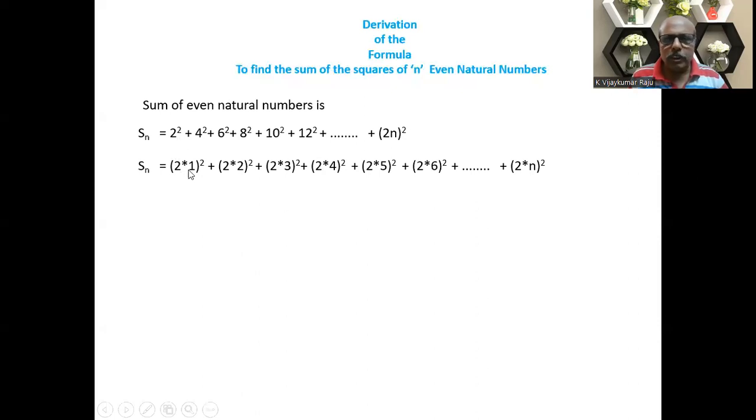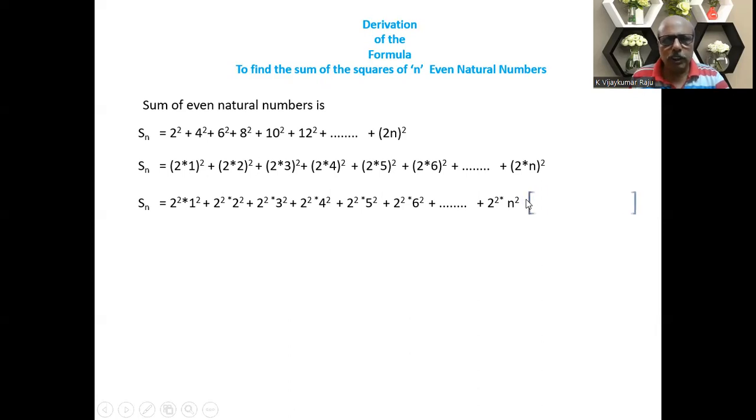2 can be written as 2 ones are 2, raised to 2. 4 can be written as 2 twos are 4, raised to 2. 6 is 2 threes are 6, raised to 2. 2 into 4 is 8, 8 raised to 2. 2 into 5 is 10 and so on. So 2n is 2 into n, raised to 2. Now this can be written as 2 raised to 2 into 1 raised to 2, 2 raised to 2 into 2 raised to 2, 2 raised to 2 into 3 raised to 2, and so on, and lastly it is 2 raised to 2 into n raised to 2.